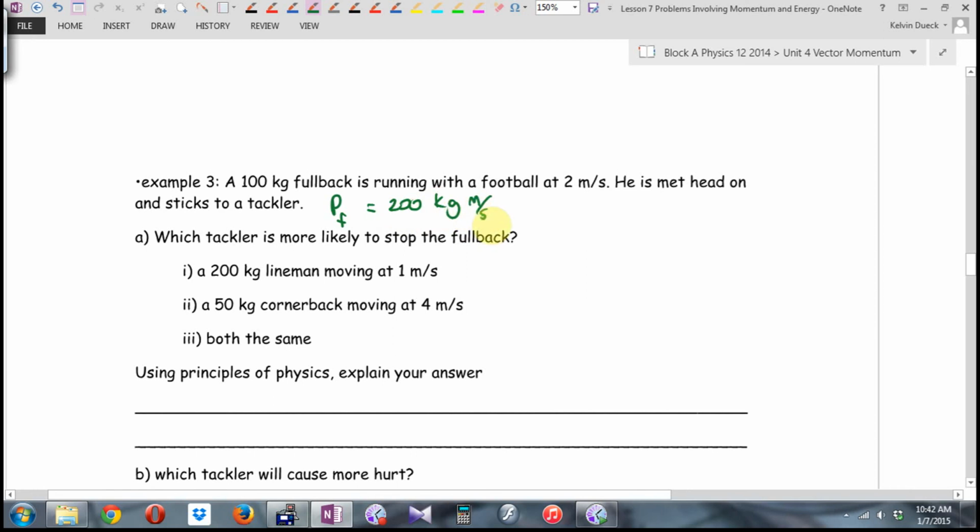If we want to bring him to a stop, what impulse do we have to give him to bring him to a stop? I'll give you a hint.